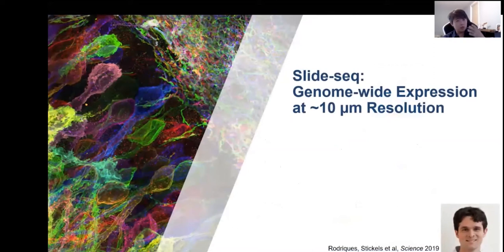And this tool is called Slide-seq. What it enables is genome-wide expression profiling in tissues at about 10 micron resolution. This is a joint effort by my lab and Evan Macosko's lab at the Broad. We're both at the Broad. And the big picture of Slide-seq is that it effectively lets you do untargeted single-cell sequencing, and at the same time, it lets you know where those cells came from in your tissue.